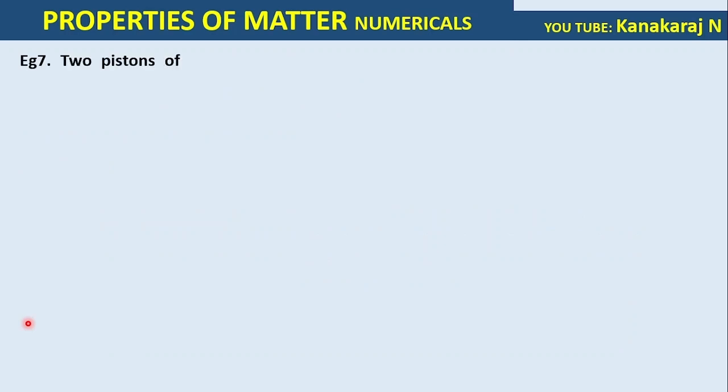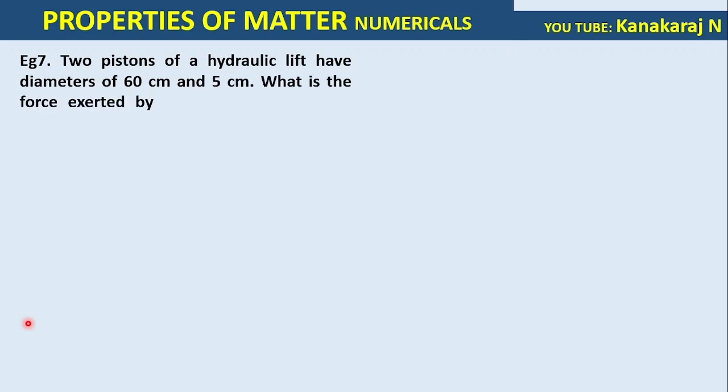Two pistons of a hydraulic lift have diameters of 60 cm and 5 cm. What is the force exerted by the larger piston when 50 Newton is placed on the smaller piston?